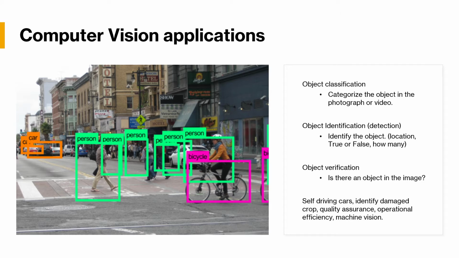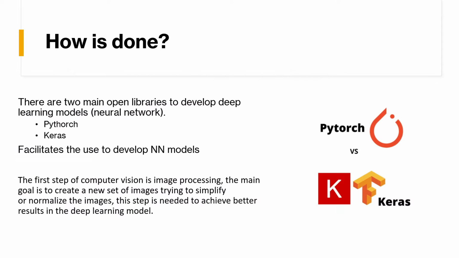And there is another one, which is object verification. Is there an object in the image? And all these types of methodologies or problems can be used for different applications. For example, self-driving cars, identifying damaged crops, quality assurance, operational efficiency, and machine vision.